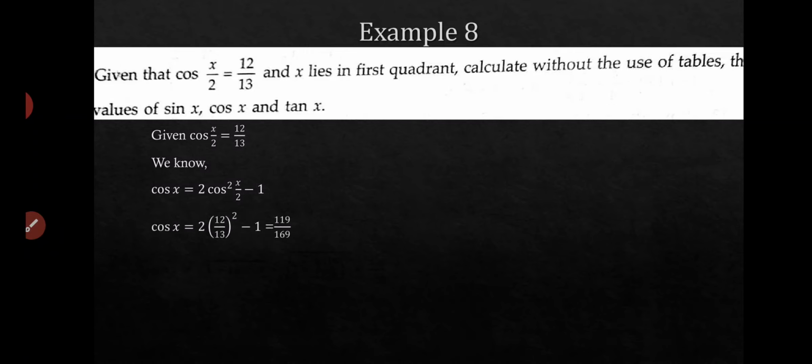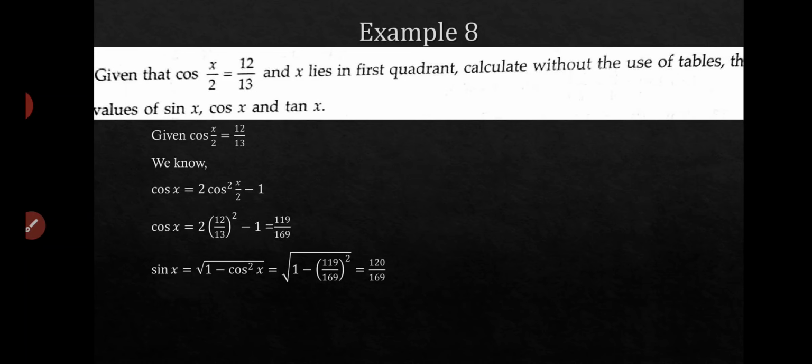Now it is always easy to calculate cos x. Why? Because cos x is directly represented in terms of its multiple or submultiple angle. So cos x can be written as 2 cos square (x by 2) minus 1. So I can directly put the value and calculate, and this is what I get: 119 by 169. Now if I know cos x, I can always find sin x. How? Because sin x can be written as under root (1 minus cos square x). Simple enough. So put the value, do the calculation, and this is what you should get.